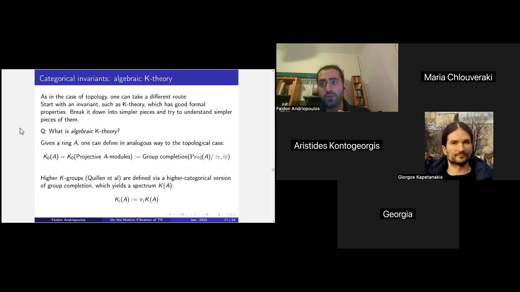Constructing higher K groups is something definitely not trivial. The original definition goes back to Quillen, and that was the main work for which he got the Fields Medal. This happened in the 70s, and people have reworked the original definition. If one studies the theory of infinity categories, there's a higher categorical version of the original group completion that gives the answer.